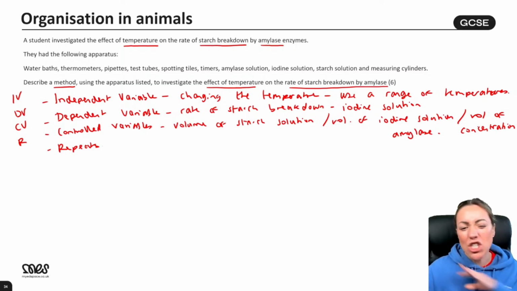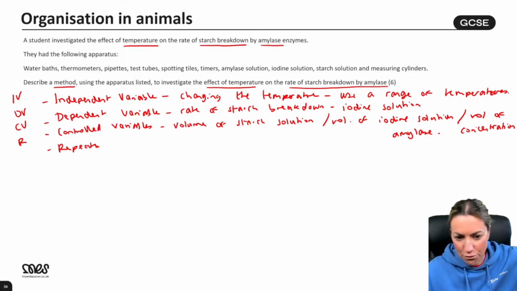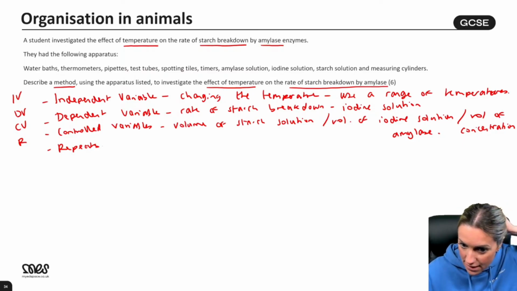You could also go for concentration of any of them. You could say concentration of amylase, concentration of starch, concentration of iodine, or volume. Initial temperature, no, you're going to be changing the temperature. So that's your independent variable. So you're going to be doing it at like 10, 20, 30, 40, 50, 60. So you're changing the temperature. So don't talk about temperature for a CV.